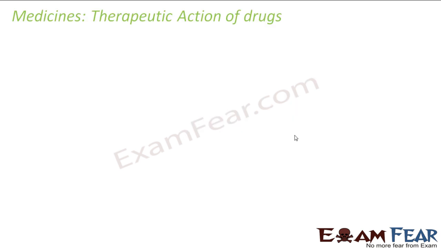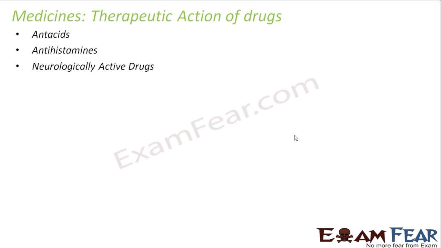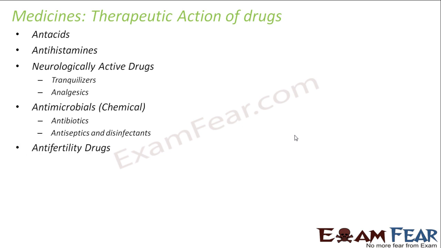The next type, as I told, was therapeutic actions of drugs. That is totally based on what is the output, right? So in this whole series, we'll talk about antacids, antihistamines, and neurologically active drugs. In that, we'll talk about tranquilizers and analgesics. We'll also talk about antimicrobials, the chemical ones: antibiotics, antiseptics, and disinfectants. We'll also talk about anti-infertility drugs, antipyretics, and anti-malarial drugs. We'll talk about these kinds of drugs based on the therapeutic action.